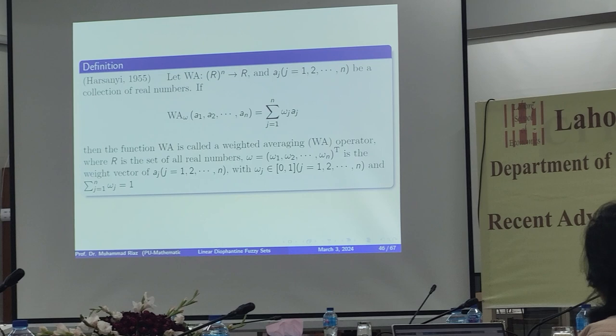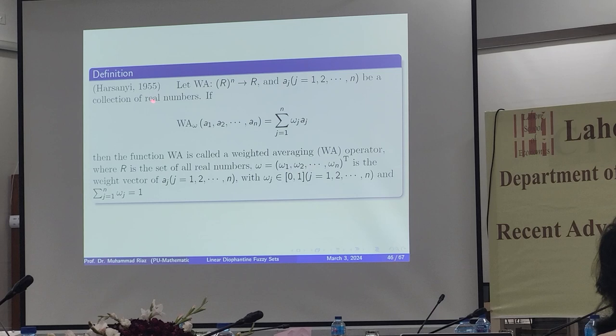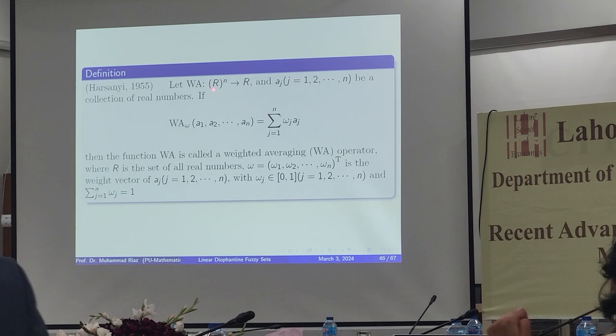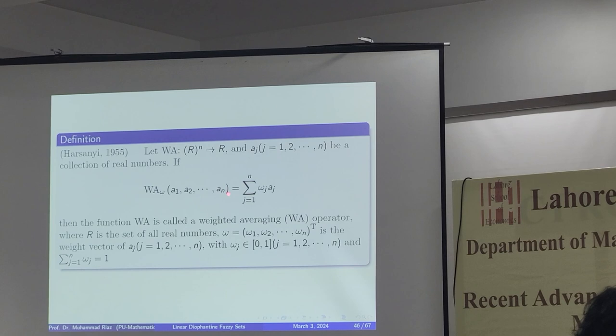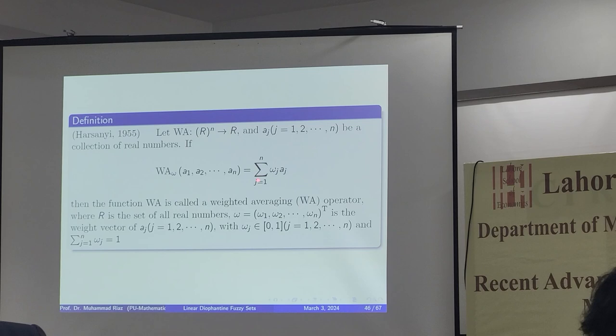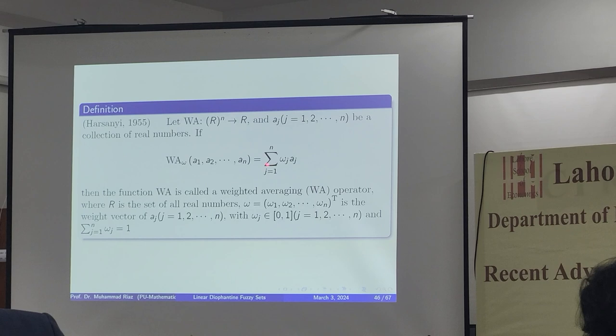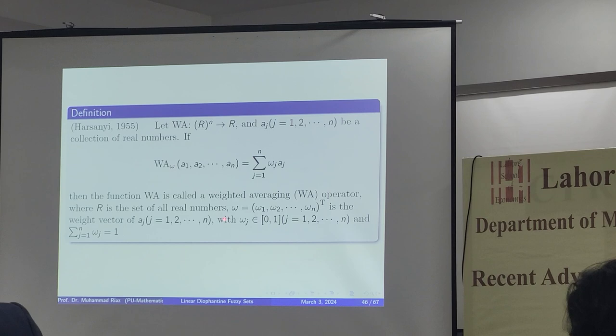Harsanyi gave the idea of aggregation of real numbers in Rn, a weighted averaging operator where a1, a2, an are real numbers. This is the formula for weighted averaging. It is just like the arithmetic mean in statistics, where we have the weighted mean. It is similar, because the sum of the weights is 1, so we do not need to divide by it.